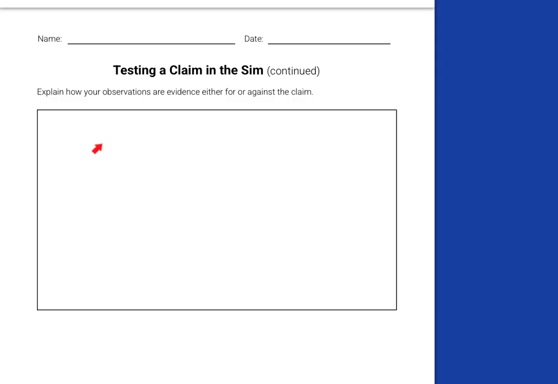Okay, so now, do your observations, are they either for or against the claim that less decomposers means less carbon dioxide in the air, in abiotic matter? So you're going to add your notes here. Is it for or is it against? Okay, great. Now that you've done that, let's move on.